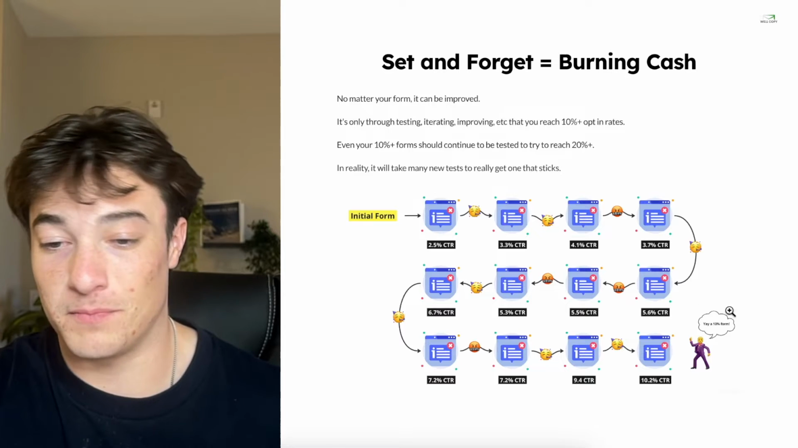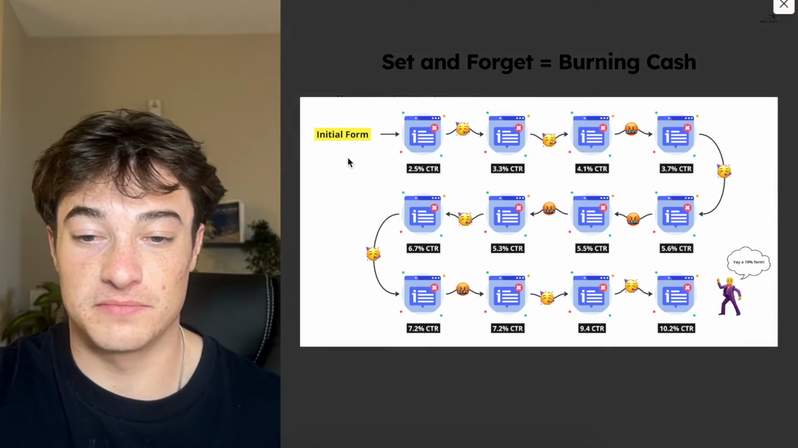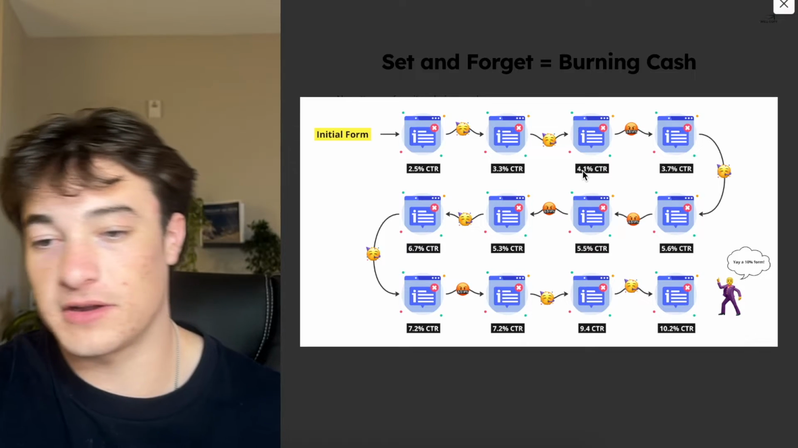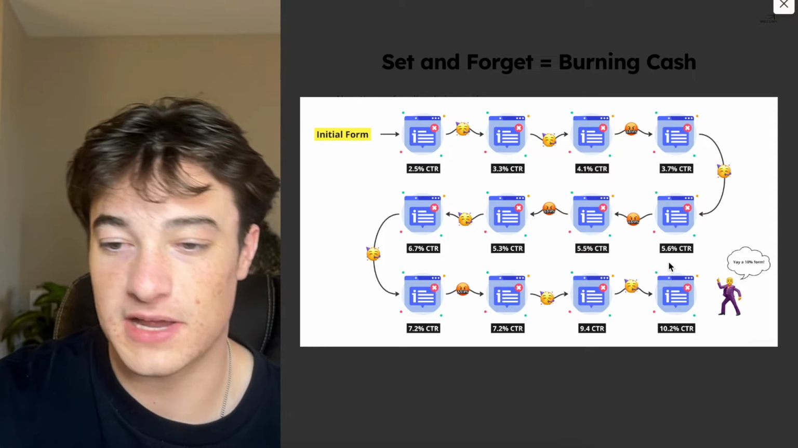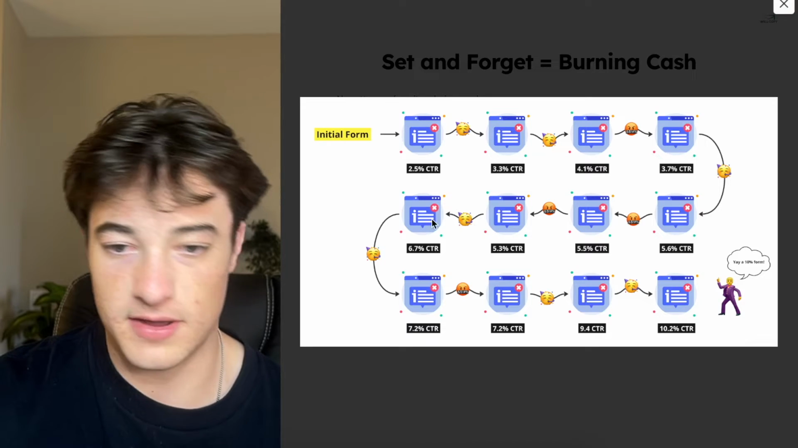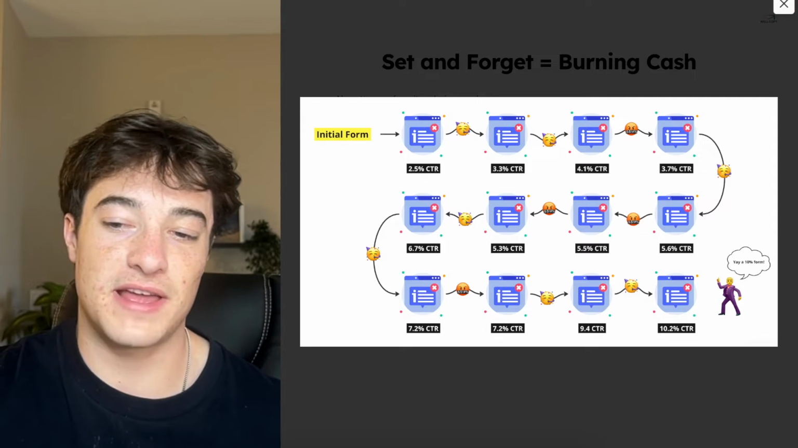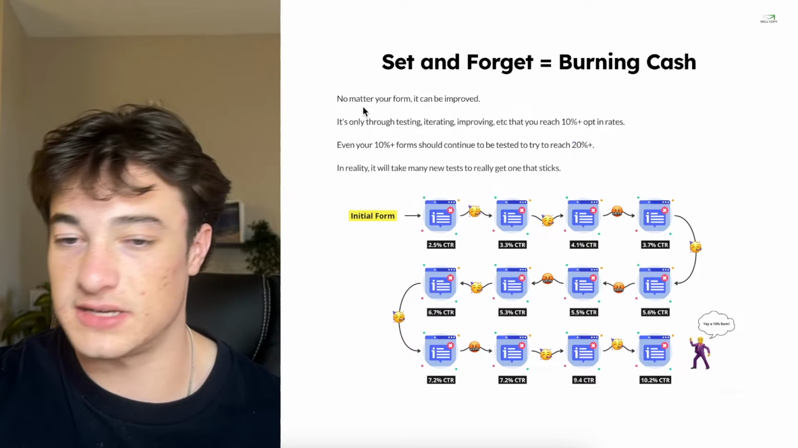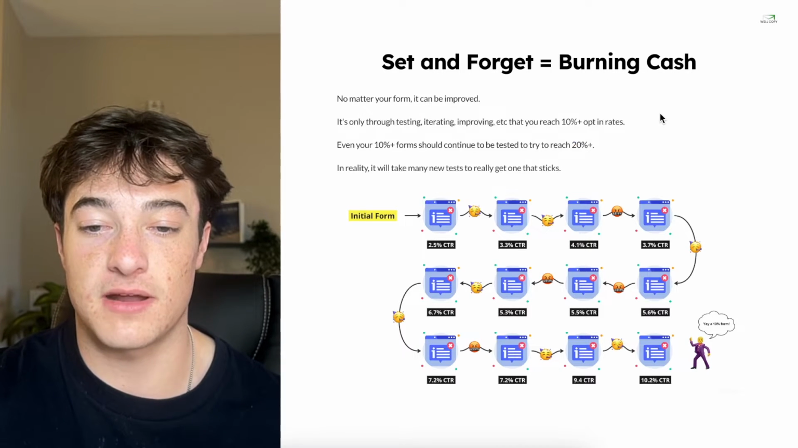So this is kind of how it looks. This is actually how it goes. Initial form, 2.5%, 3.3%, and then you increase it to 4.1, and then it goes down, 3.7. Goes up, down, up. It's just all these tests until eventually you get to the 10% form. You don't just make it right away. It's only through testing, iterating, and proving that you reach these 10% opt-ins.